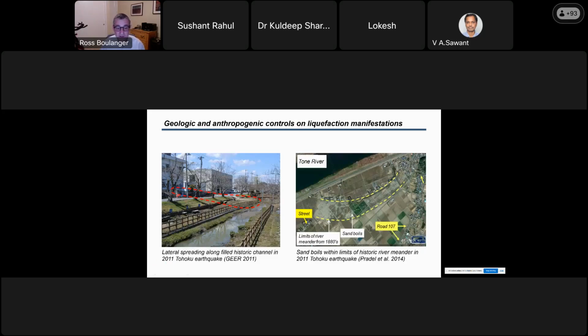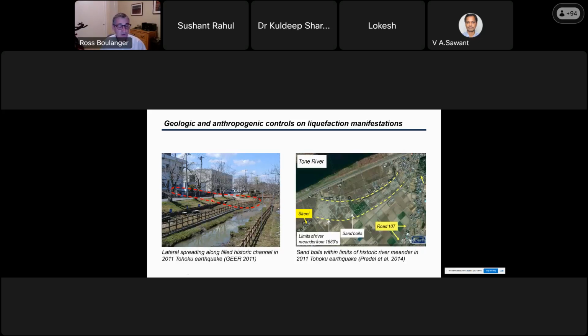The one on the left is a very small lateral spread into a historic channel affected by the Tohoku earthquake. You can see the lateral spreading coming in from both sides. This was very easy to have anticipated. This is a historic channel that crossed perpendicular to this channel.